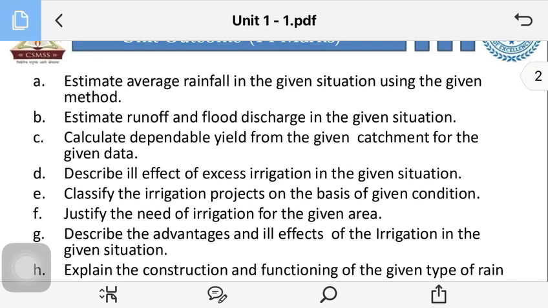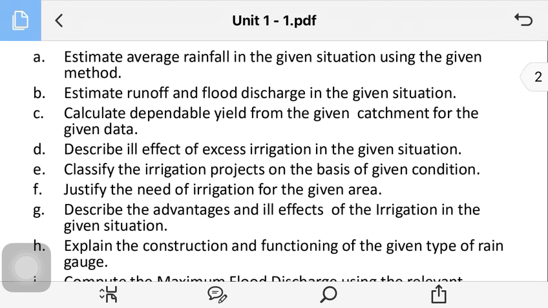First outcome is to estimate average rainfall in the given situation using the given method. So after learning this unit, we should be able to estimate the average rainfall in any given situation using the given method. Second, we should be able to estimate the runoff and flood discharge in the given situation. Third is to calculate the dependable yield from the given catchment for given data.